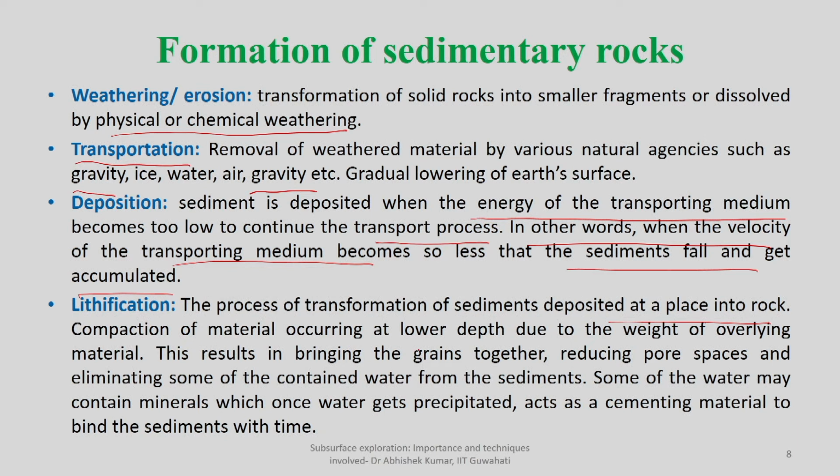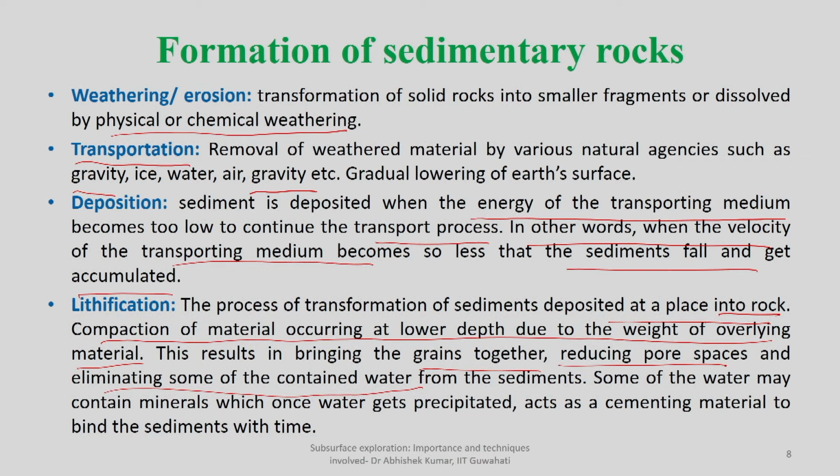Compaction of material occurs at lower depth due to the weight of overlying material. So whatever material was available at deeper depth will start compressing because of the weight of the layers above it. Initially it was sediment, and if that sediment is under very high pressure of overburden layers, it will start coming into a more intact form, which is called rock formation. This brings the materials together, reducing pore spaces and eliminating some of the contained water. So it will become more and more intact.